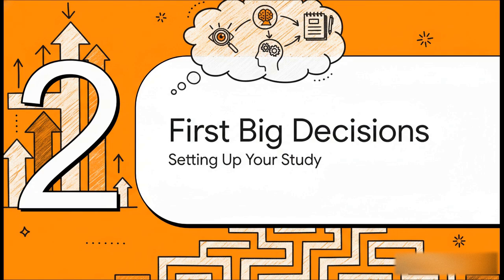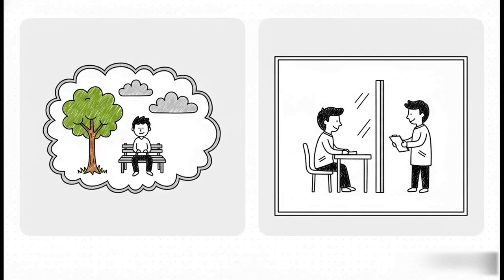Right, so you've decided you want to observe people. Brilliant. But now you're at a crossroads. You've got some massive decisions to make right at the start, and these choices are going to shape your entire study. Your first big choice is where.